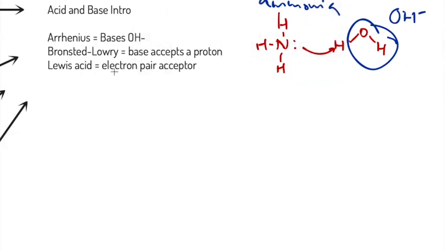Lewis acid, electron pair acceptor. You'll see this more in biology. So a Lewis acid would be referred to as being this hydrogen here because it's accepting this pair of electrons. And this is the only time you're going to hear about Lewis acids. You won't see it on the test or anything like that. You will see it, though, in biology.